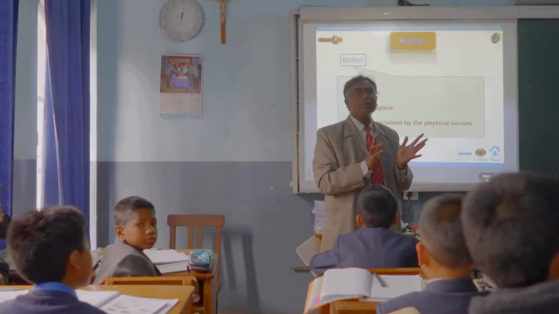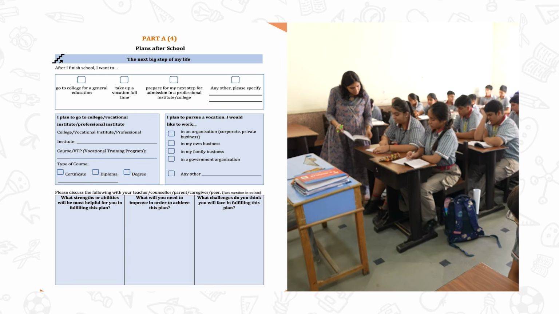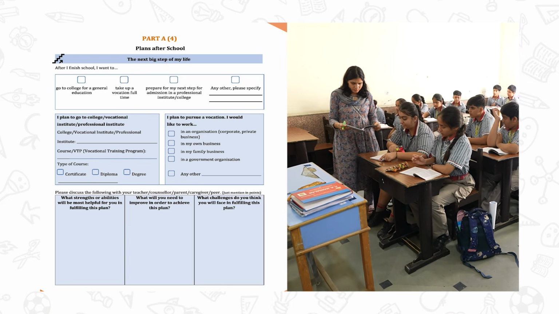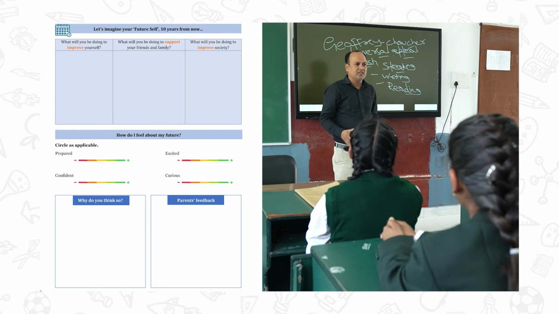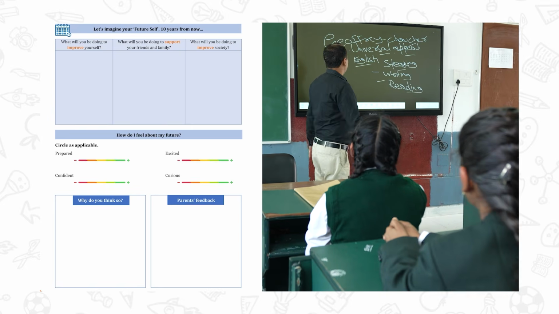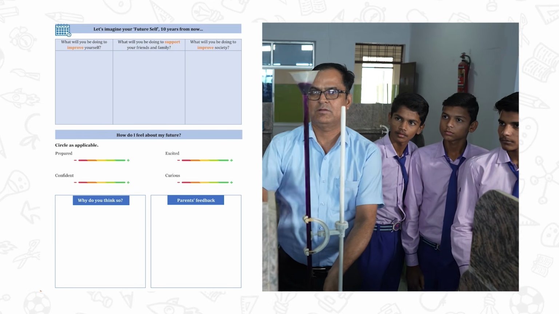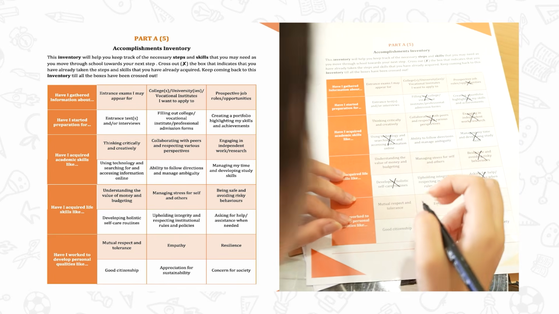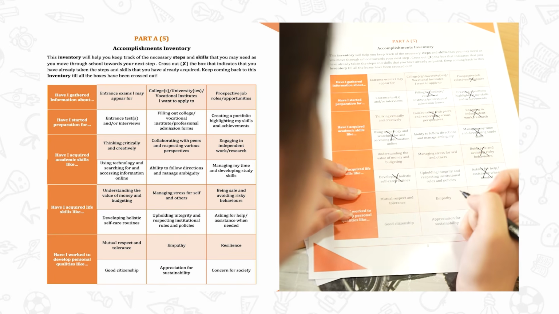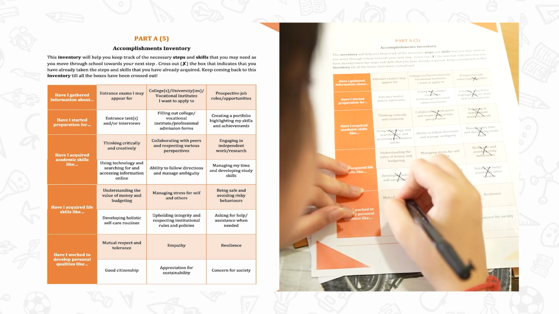Through self-reporting and introspection, Part A4 encourages learners to think about their future and express how they feel about it. Learners plan their future goals and think about how to manage their time efficiently. Part A5 is an accomplishments inventory that learners fill throughout the year, marking progress in different aspects of holistic development.